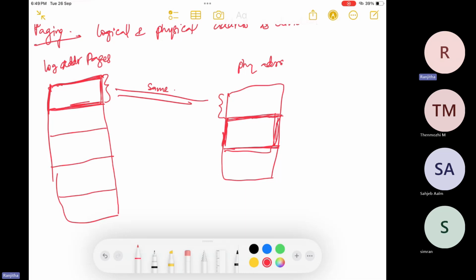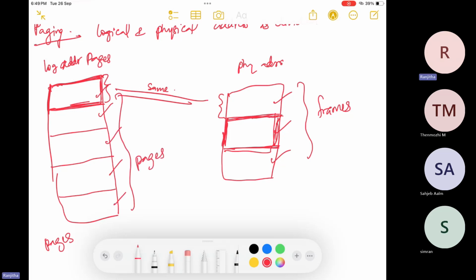In the logical address space, we call these pages. And here, these 1, 2, 3 are called frames. Here 1, 2, 3, 4, 5, these five are called pages, and here they are called frames. But the size of the frame and the page will be the same. So this page we can go and put here. How the pages are mapped to the frames is tracked in what is known as the page table.